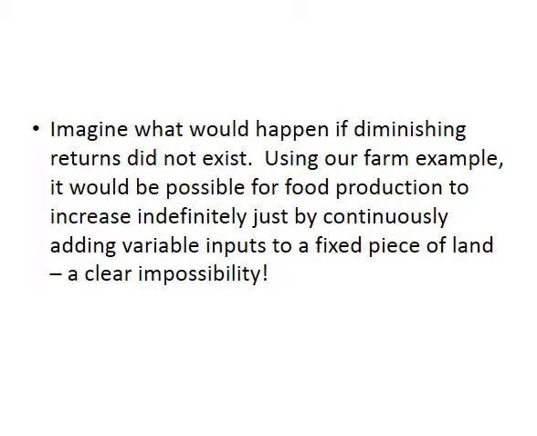So imagine if we go back to the farm example, if the law of diminishing returns did not exist. We know that there's not enough food in the world to feed everyone, or at least not everyone has access to enough food. And if there wasn't any diminishing returns, you could imagine there being farms sprinkled around the world where all we had to do was simply add more and more workers to a fixed amount of land, and we would keep producing more and more and more. We know that not to be the case, and this is a clear impossibility.